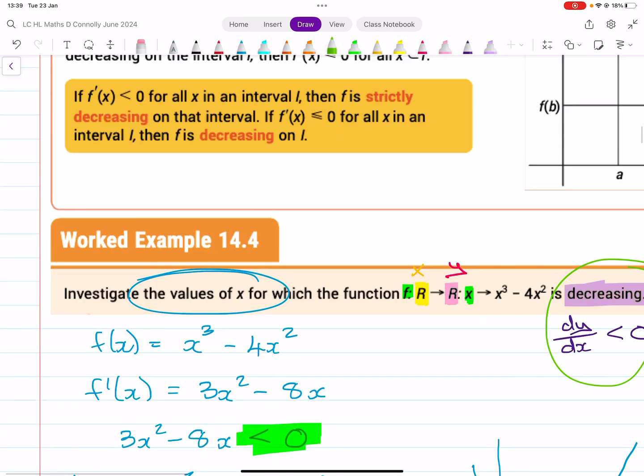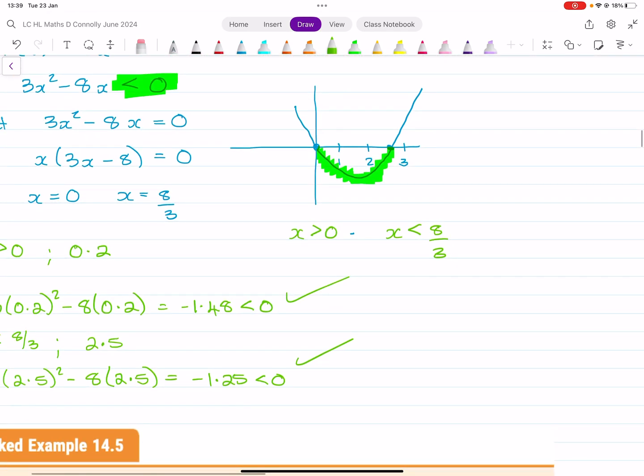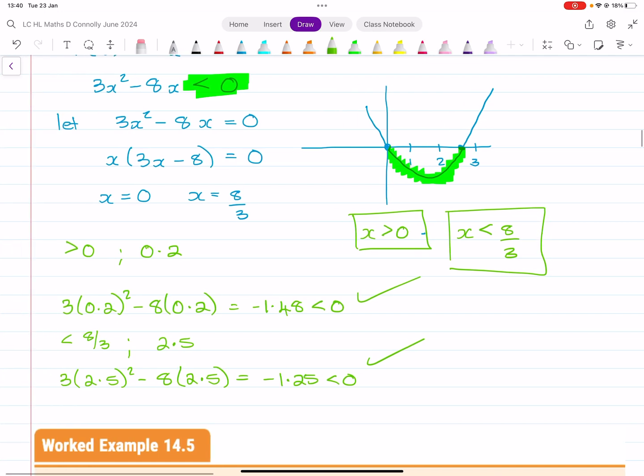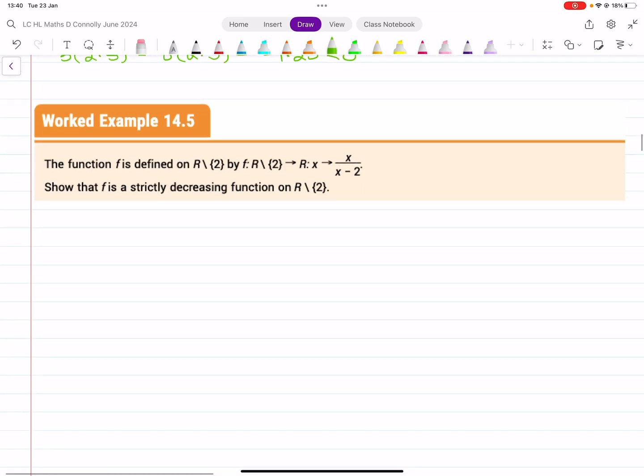So investigate the values of x for which this function is decreasing. The values of x are values greater than 0 but less than 2.6 recurring. I wonder what happens if I actually put in 0. If I put in 0, I'm going to get 0, which is not what I want. So yeah, it's greater than and less than as opposed to greater than or equal to.